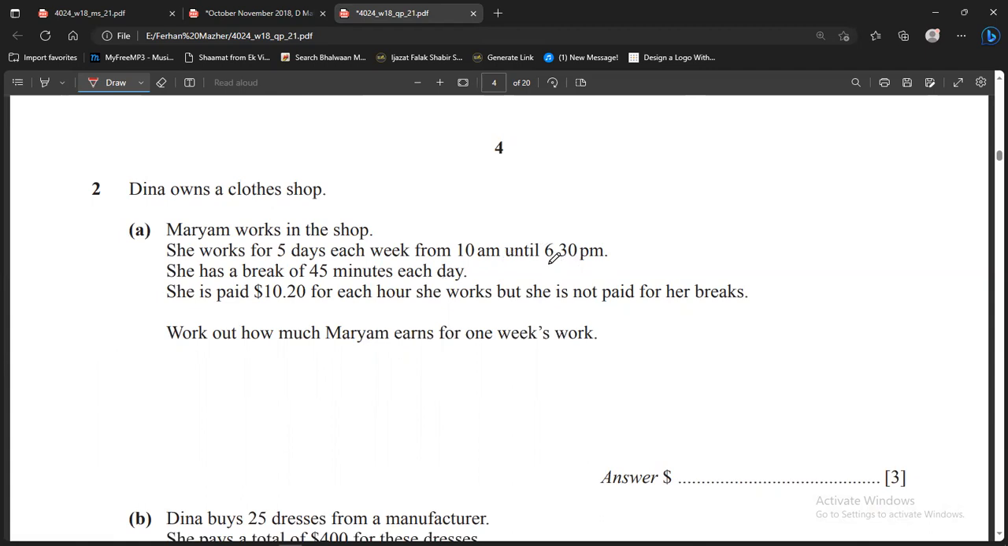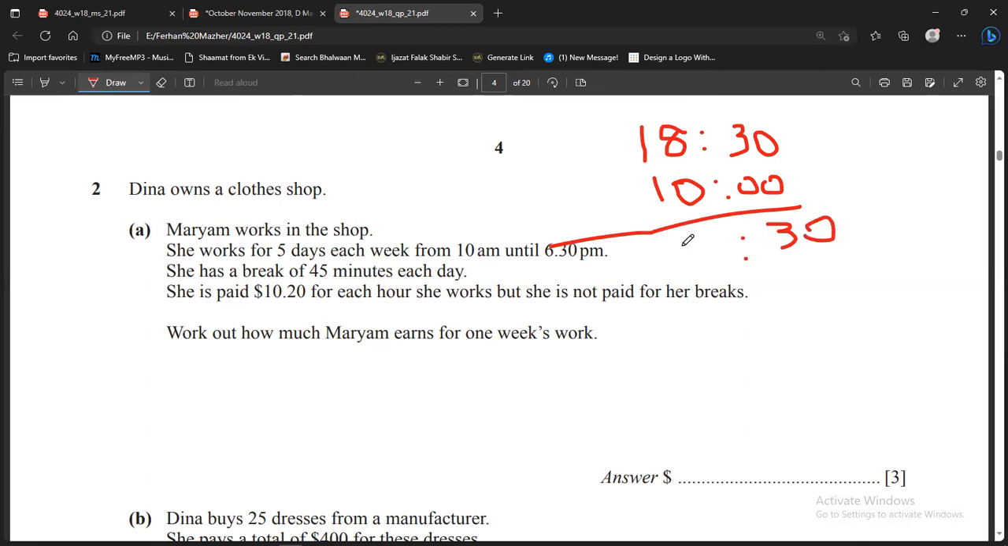Okay, so she works from 10 a.m. to 6:30 p.m. So first of all, add 12 here. It will become 18:30. From 18:30, we will subtract 10. So how much time has she spent there? That is 8 hours and 30 minutes. She has a break of 45 minutes. So we will subtract 45 from it.